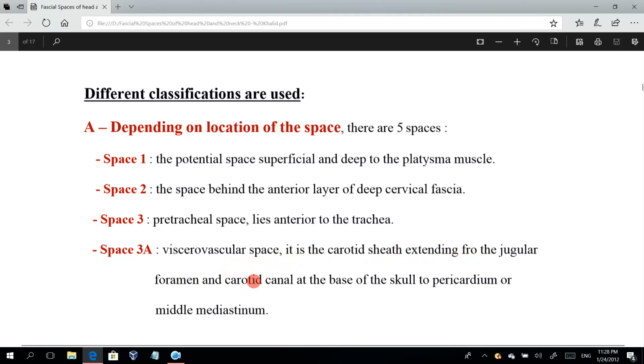extending from the jugular foramen, this tube-like structure of fascia. It extends above from the jugular foramen and carotid canal at the base of the skull downward in the chest to the pericardium, the membrane that surrounds the heart, or to the middle mediastinum.